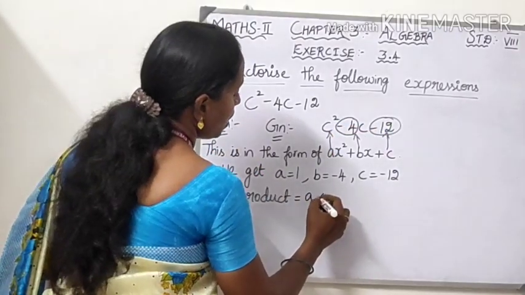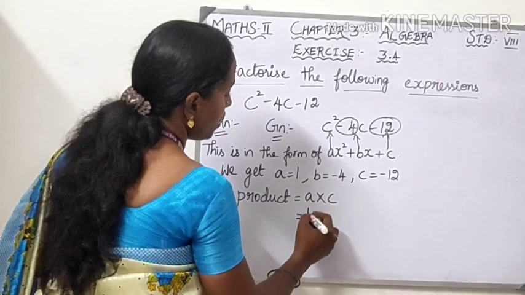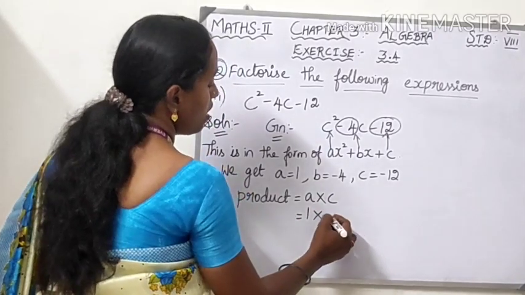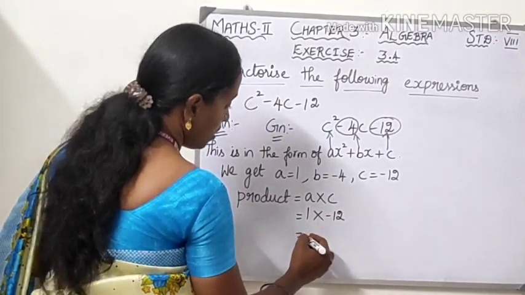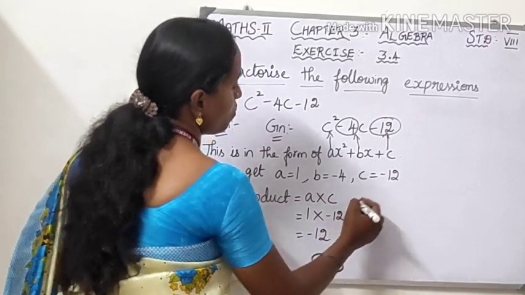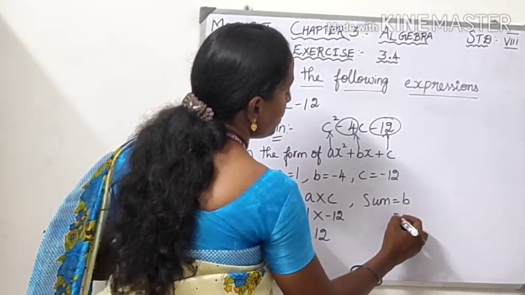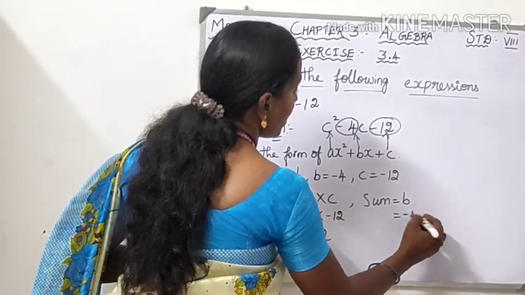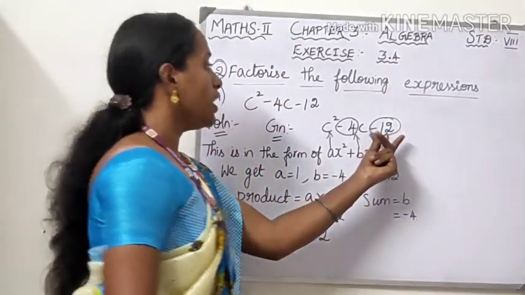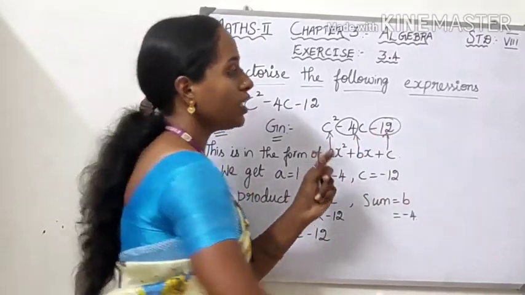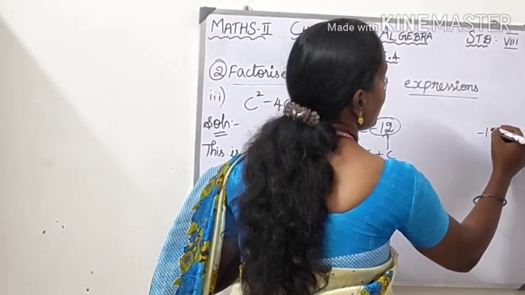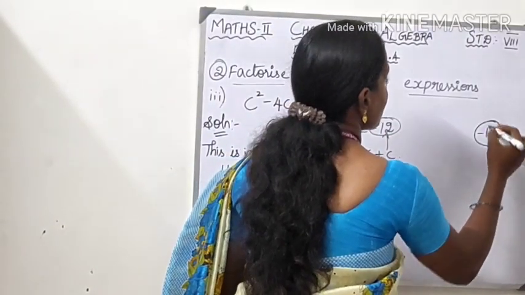Product is nothing but a into c. So what is the value of a? It is 1. What is the value of c? It is minus 12. So you will get product value is minus 12. Then what is the sum? Sum is equal to b. So what is the value of b? It is minus 4. So now take the last term in your given question, that is minus 12. So this minus 12 should be factorized. Okay.